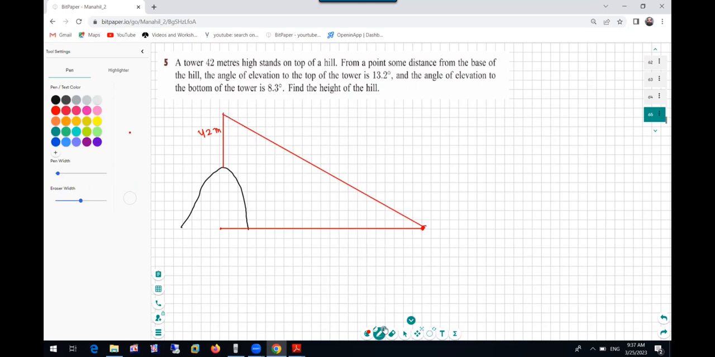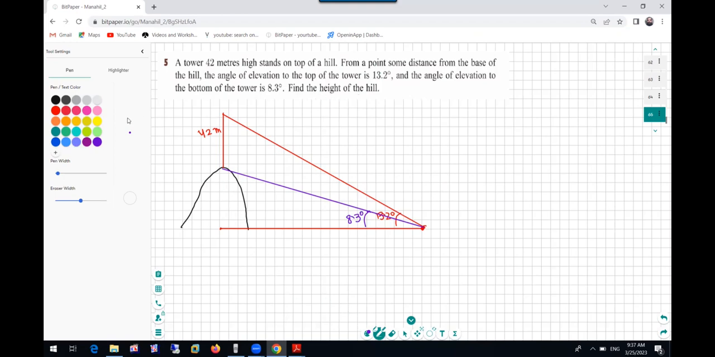So this angle is actually 13.2, right? Yeah. The angle of elevation to the bottom of the tower, this is the bottom point, is 8.3 from the same point. So I'm making another line, the bottom of the tower, right? And this angle is actually this blue one. This angle is obviously smaller. It is 8.3 degrees. Right? Yeah. So what we need, find the height of the hill.